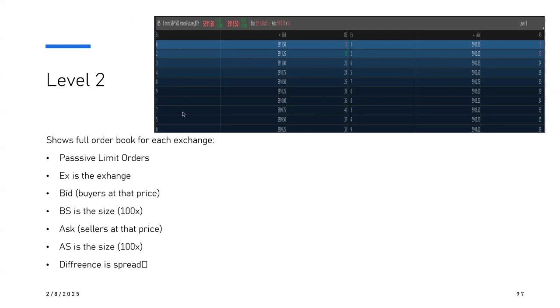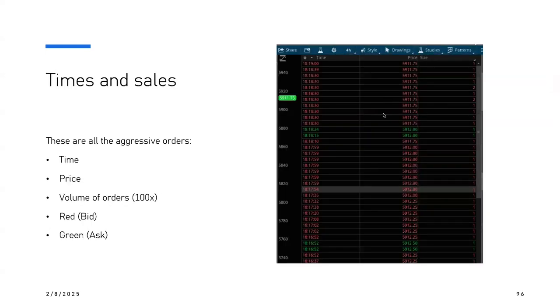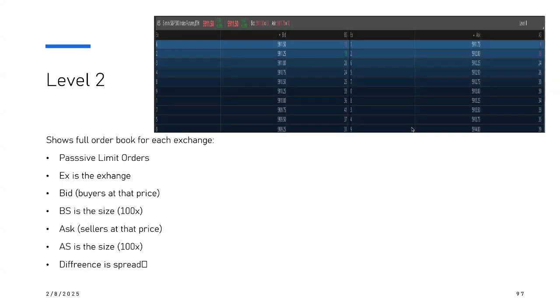And obviously the exchange is not something for futures you have to worry too much about. When you get into options and anything else like that, it matters, but we'll have a whole class on that as well. The difference between the two is pretty simple, right? This is all the limit orders. This is all the aggressive orders. Bid ask chart like that.